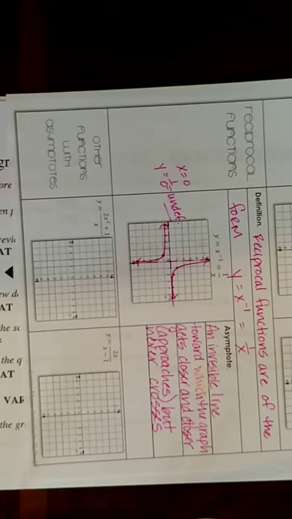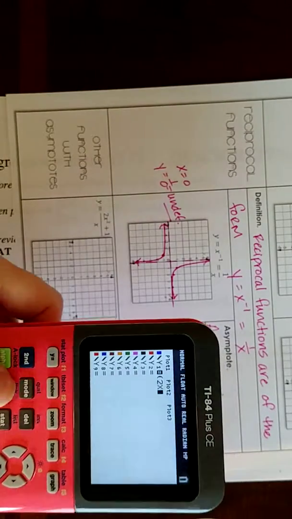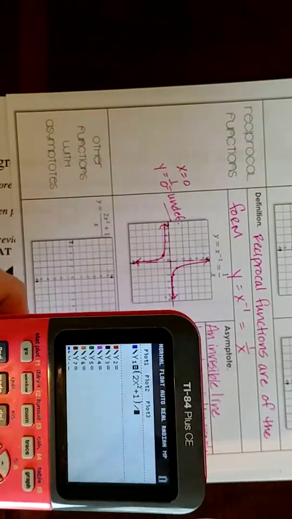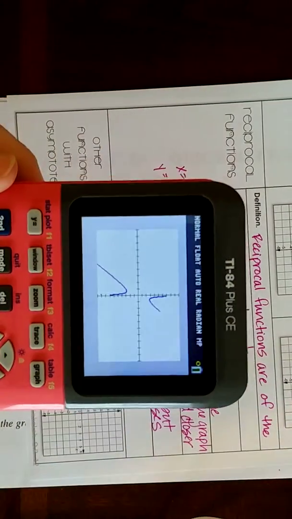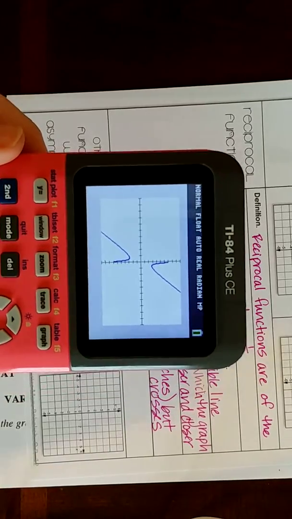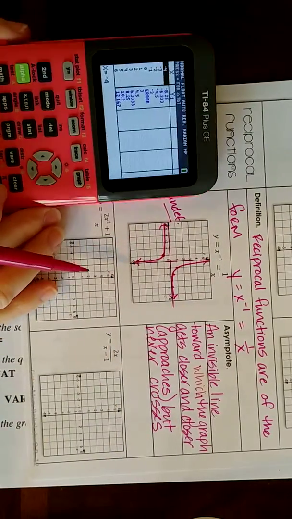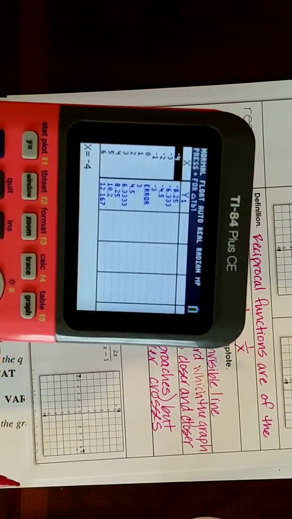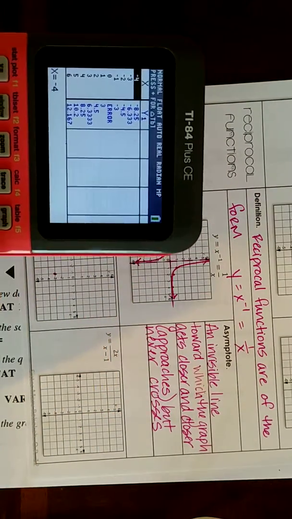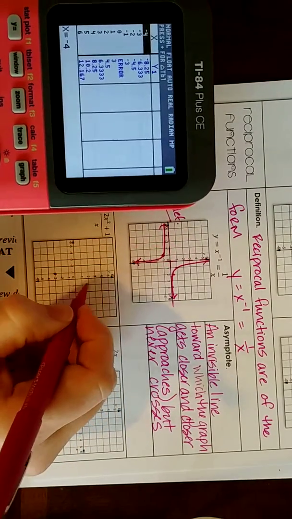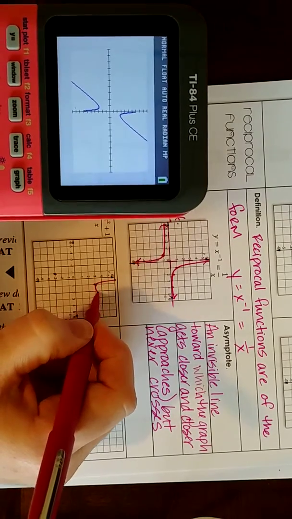All right, so we're going to take a look at some other examples, namely 2x squared plus 1 divided by x. And let's see what this graph looks like. Very interesting, okay? So this graph, let's get some guiding points here. Okay, -1, -3, 1, 3, okay, something like this.